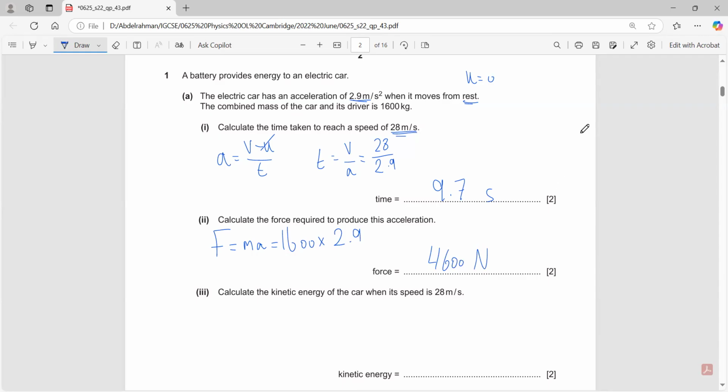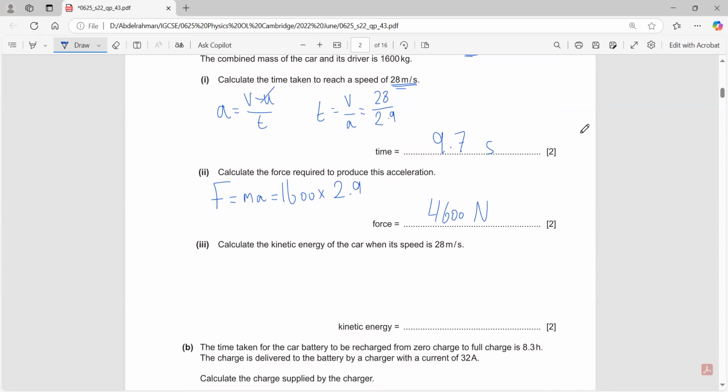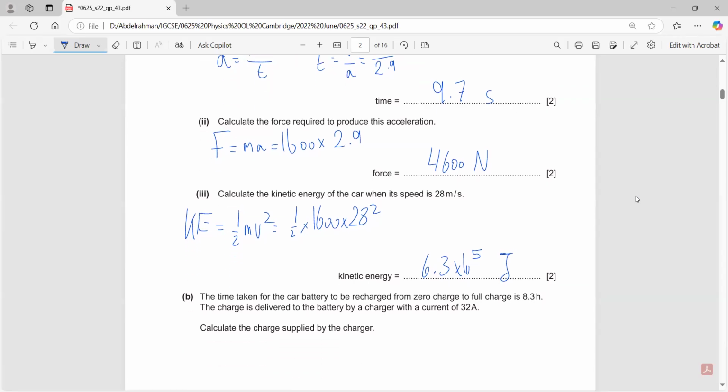Calculate the kinetic energy of the car when the speed is 28 meters per second. Kinetic energy equals half mv squared. So it's half times the mass, 1,600, times velocity squared, which is 28 squared. So this would definitely be a huge number. The answer is 627,000. You can write it down as 6.3 times 10 to the power of 5 joules. Again, please do not forget the units.